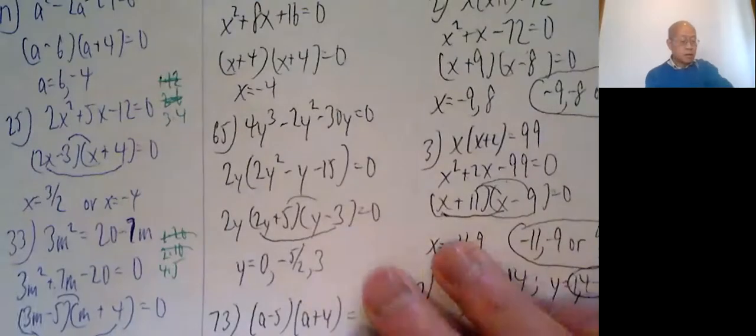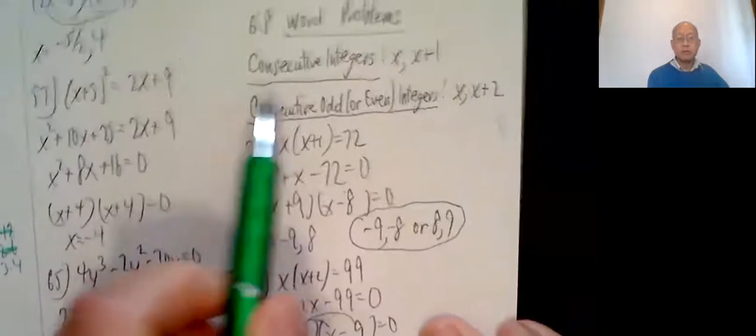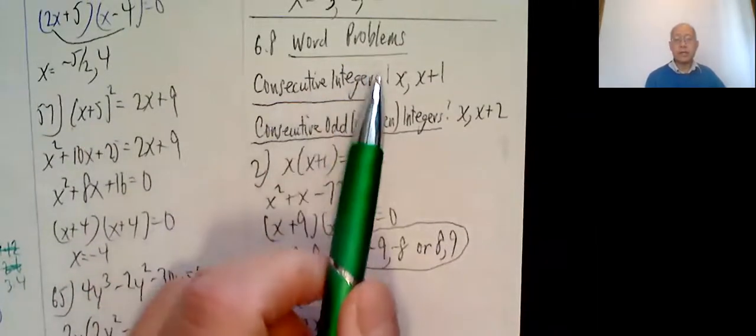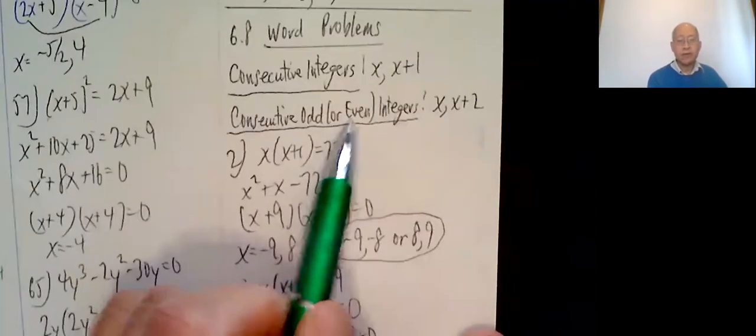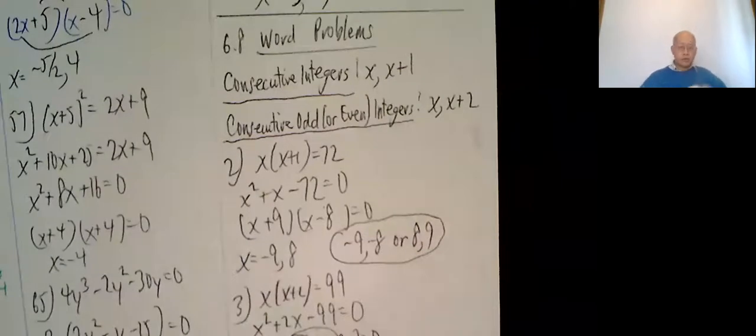All right, so we have word problems here. Okay, the first type of problems are consecutive integer problems. We did this before. If you have consecutive integers, that's like x and x plus 1. Consecutive odd or even integers would be x and x plus 2. Okay, so let's look at number 2.